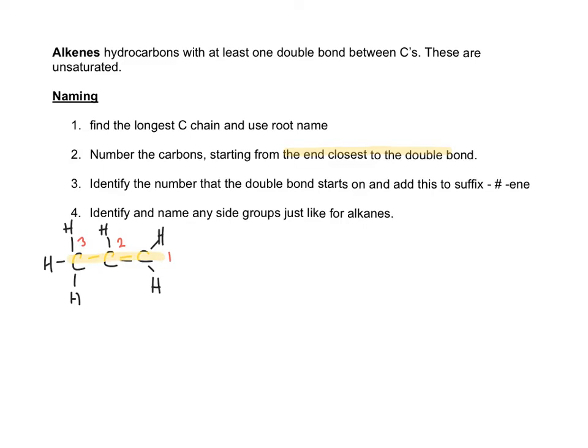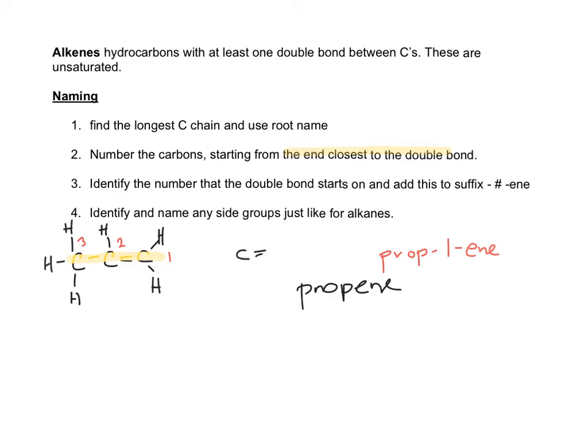So the root is prop-1-ene. And there's no side groups on this, so this is the name, prop-1-ene. So that's the IUPAC name for this compound. Sometimes it's just called propene, because the double bond is always going to be after carbon number 1.